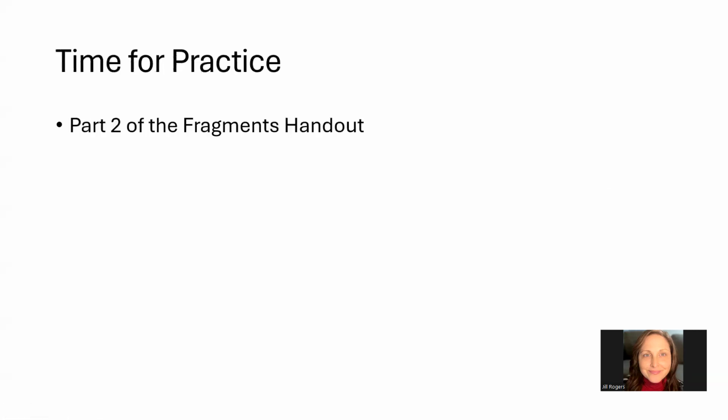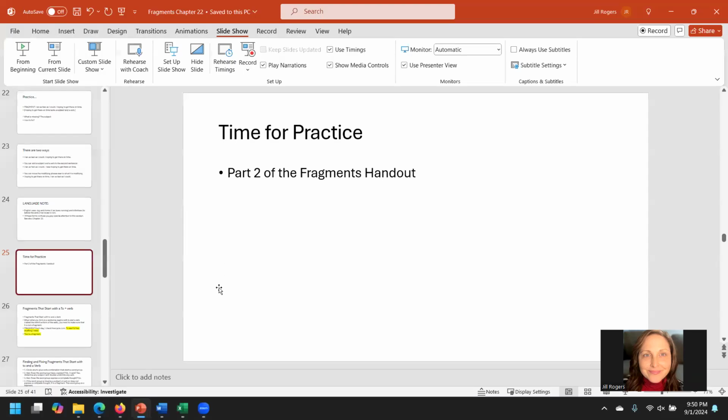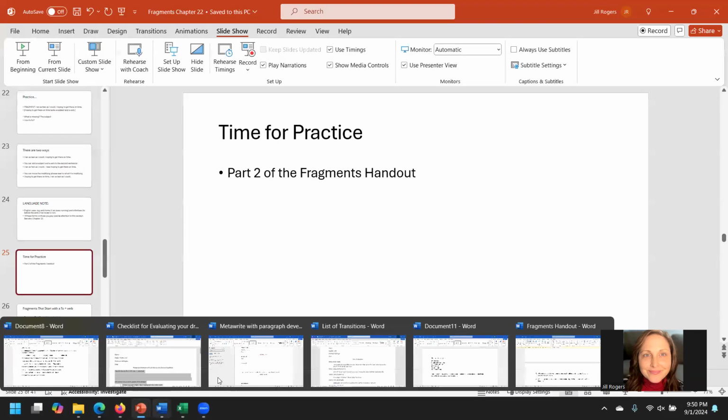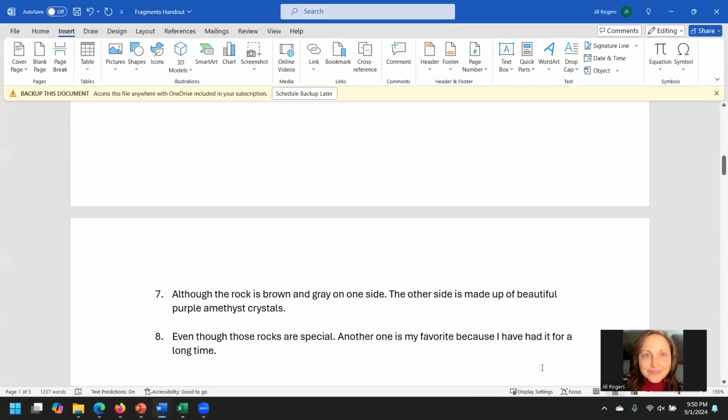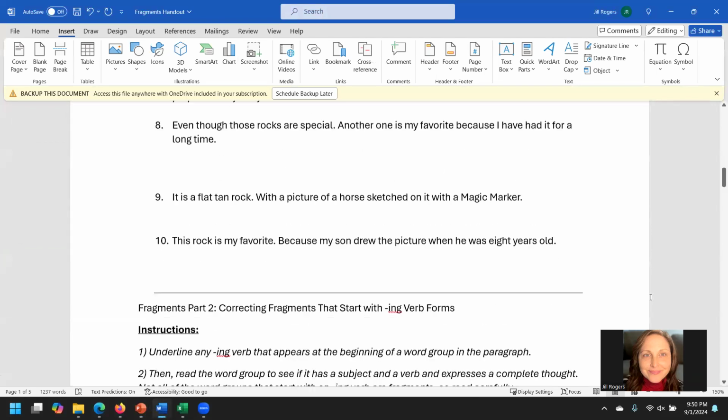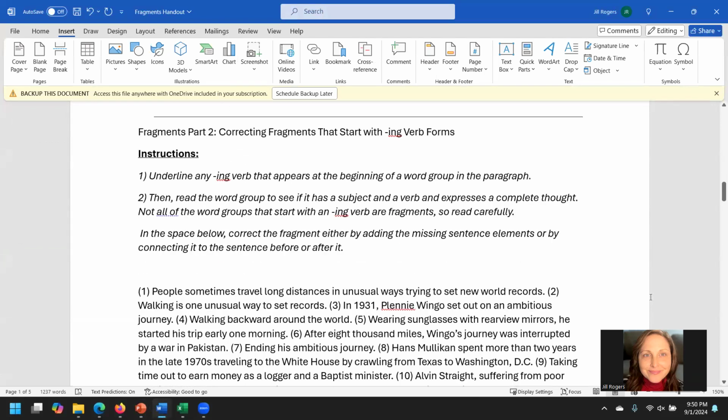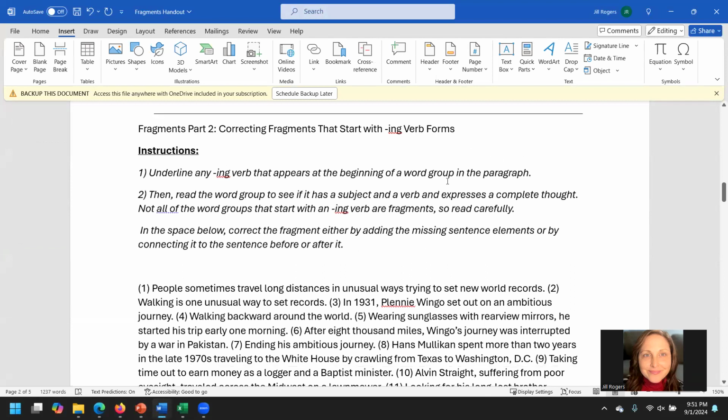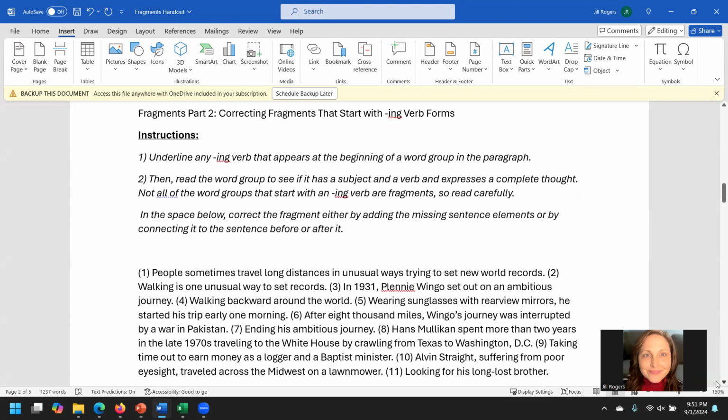All right. So time for practice. I'm going to go back to your handout, part 2 this time. So just move down. Okay, so this one is all by itself. These are all about fragments that start with the ing verbs. The instructions are a little bit long, but they're also giving you a little bit of information. So it's not a difficult activity.